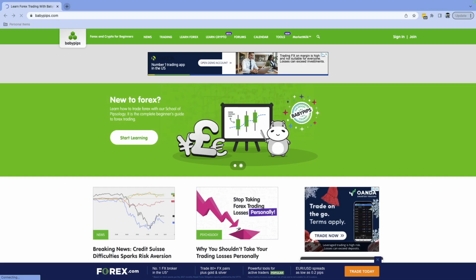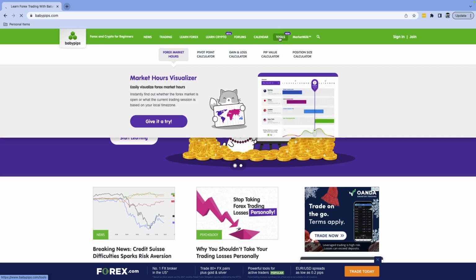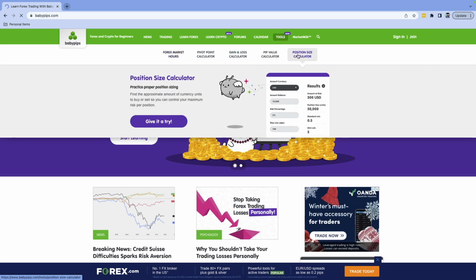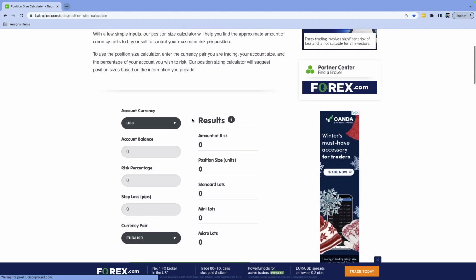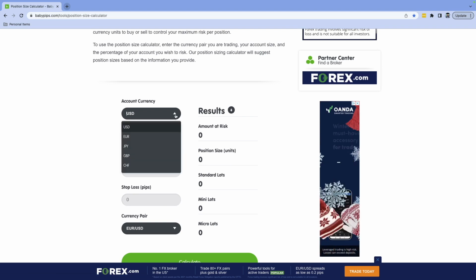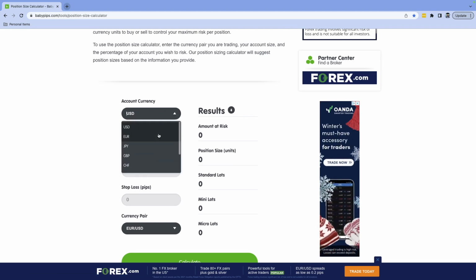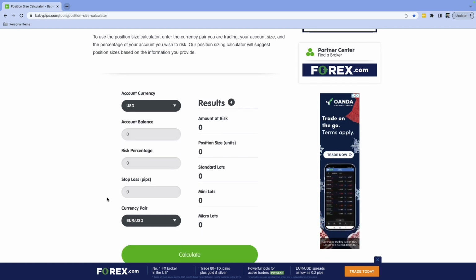All right, guys, to start off, there are some free resources out there. One to consider is BabyPips.com. If you go to BabyPips.com, click on Tools, and go to Position Size Calculator. Here, they have a pretty good tool where you can actually calculate your risk depending on your account balance. You can do risk percentages and things like that. And so, you can choose your different currencies. You can choose your currency pair, different things like that, and it'll actually calculate your risk.